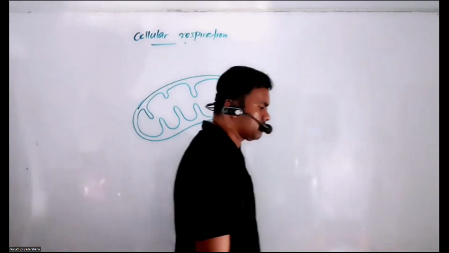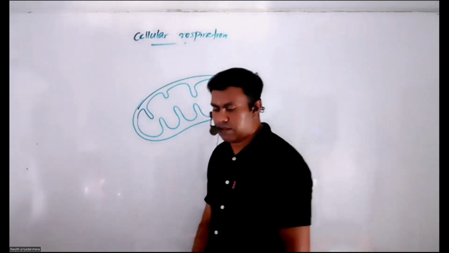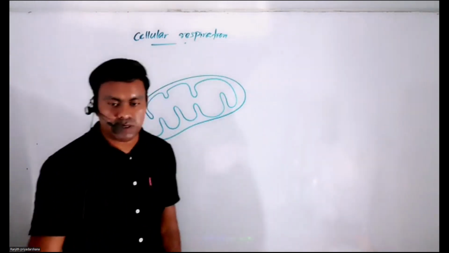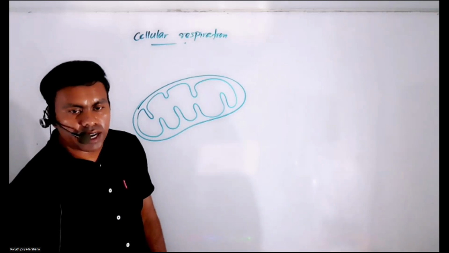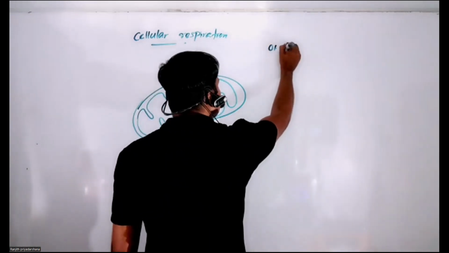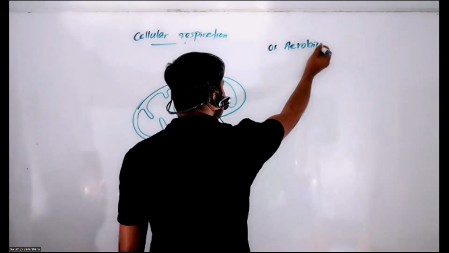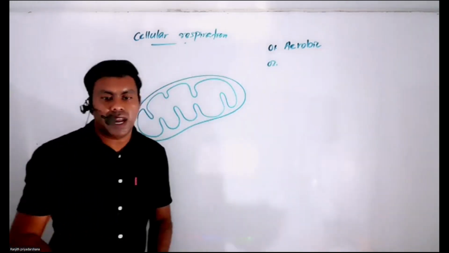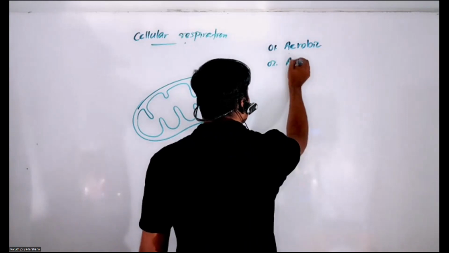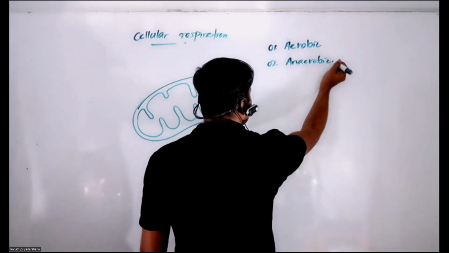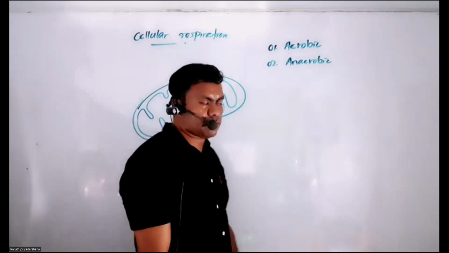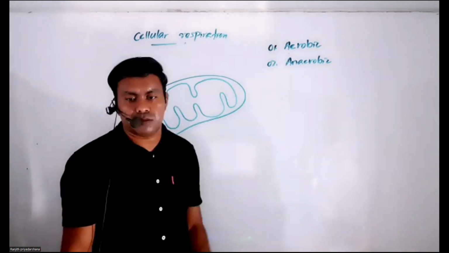Cellular respiration is of two types. One is aerobic respiration. The other one is what? Anaerobic respiration. Subtopic. Aerobic respiration.